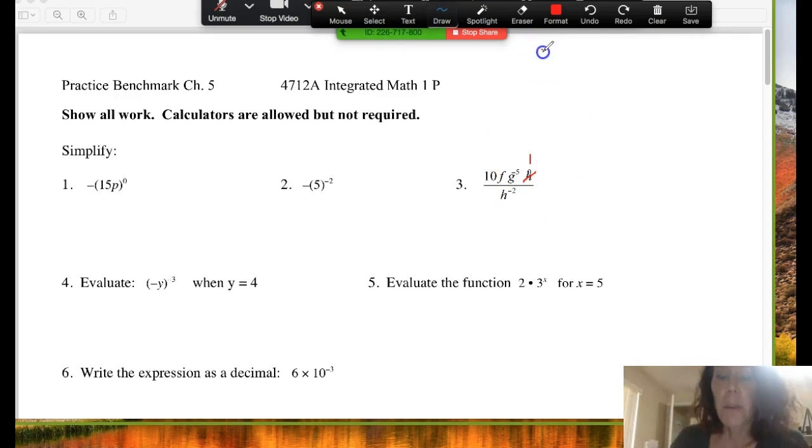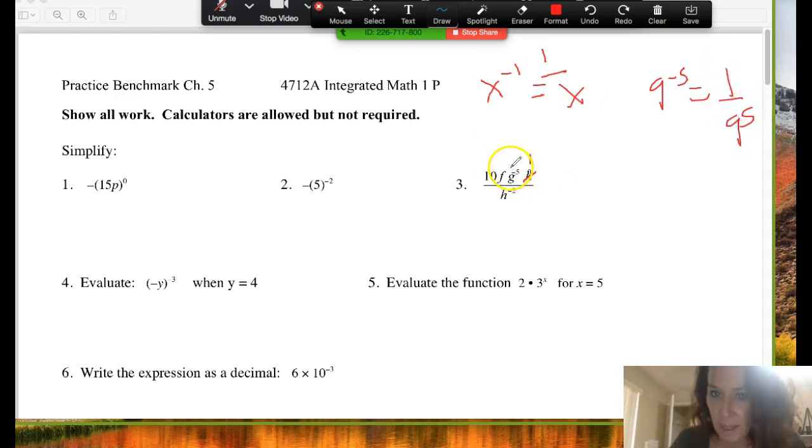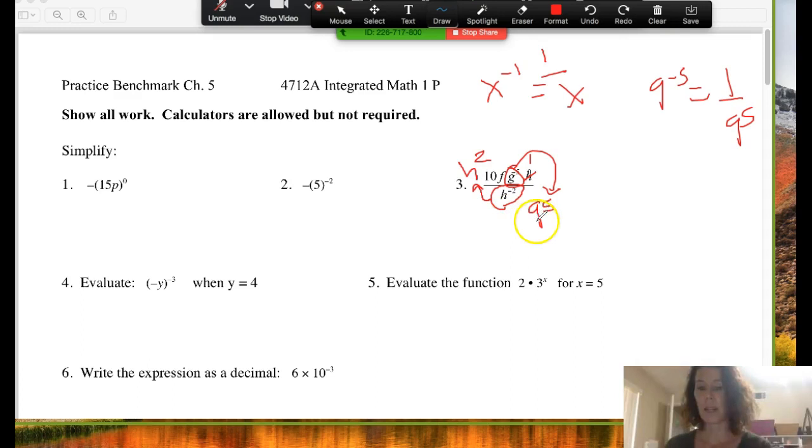Anytime I have a negative exponent, remember, x to the negative 1 is equal to 1 over x. So if I have g to the negative 5th, it's equal to 1 over g to the 5th. So I can take this, because this is all multiplied, and just move it to the denominator and make it g to the 5th. Now the same for this denominator. I can take this and move it to the numerator because it's h to the negative 2. To make it a positive exponent, I take it up and make it h squared. You're not simplified unless you have no negative exponents. You have to have all positive exponents to be simplified.